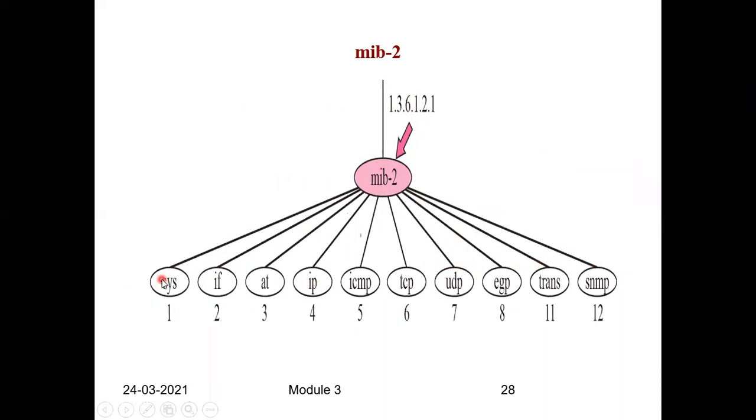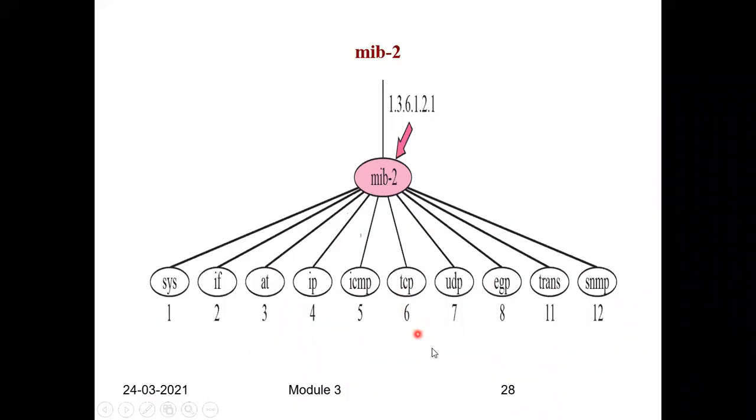Okay, so the system group, interface group, AT (address translation group), IP group, ICMP, TCP, UDP, EGP, transmission, SNMP. And these numbers, 1, 2, 3, 4, 5, 6, 7, 8, 11, 12, are the object identifiers for these various groups. So in this way, the tree diagram goes on increasing.